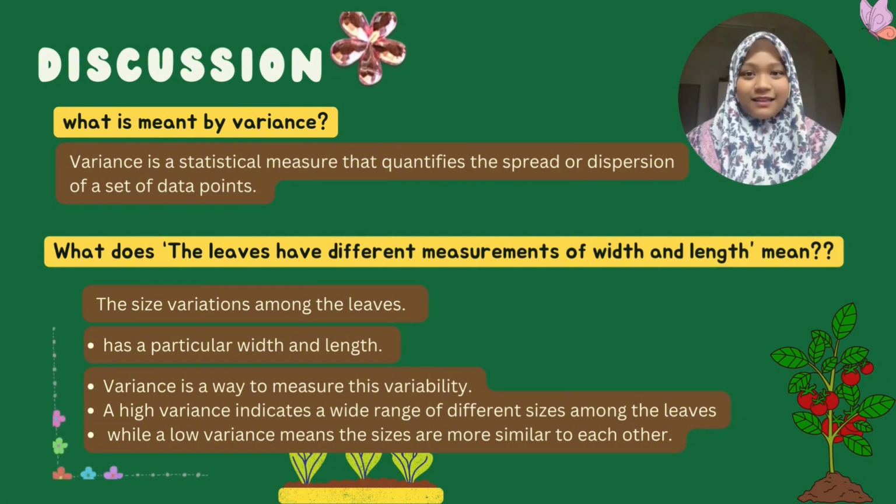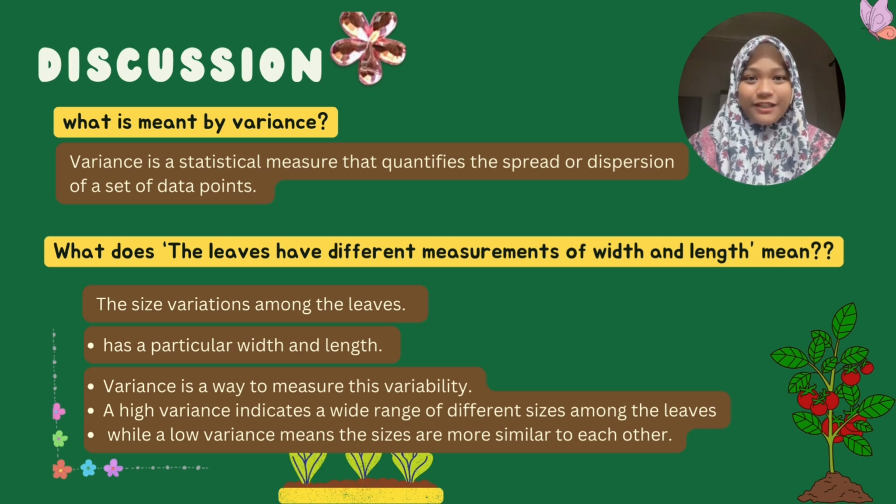Variance is a statistical measure that quantifies the spread or dispersion of a set of data points. It shows the amount by which each individual data point in the dataset differs from the mean of the dataset.